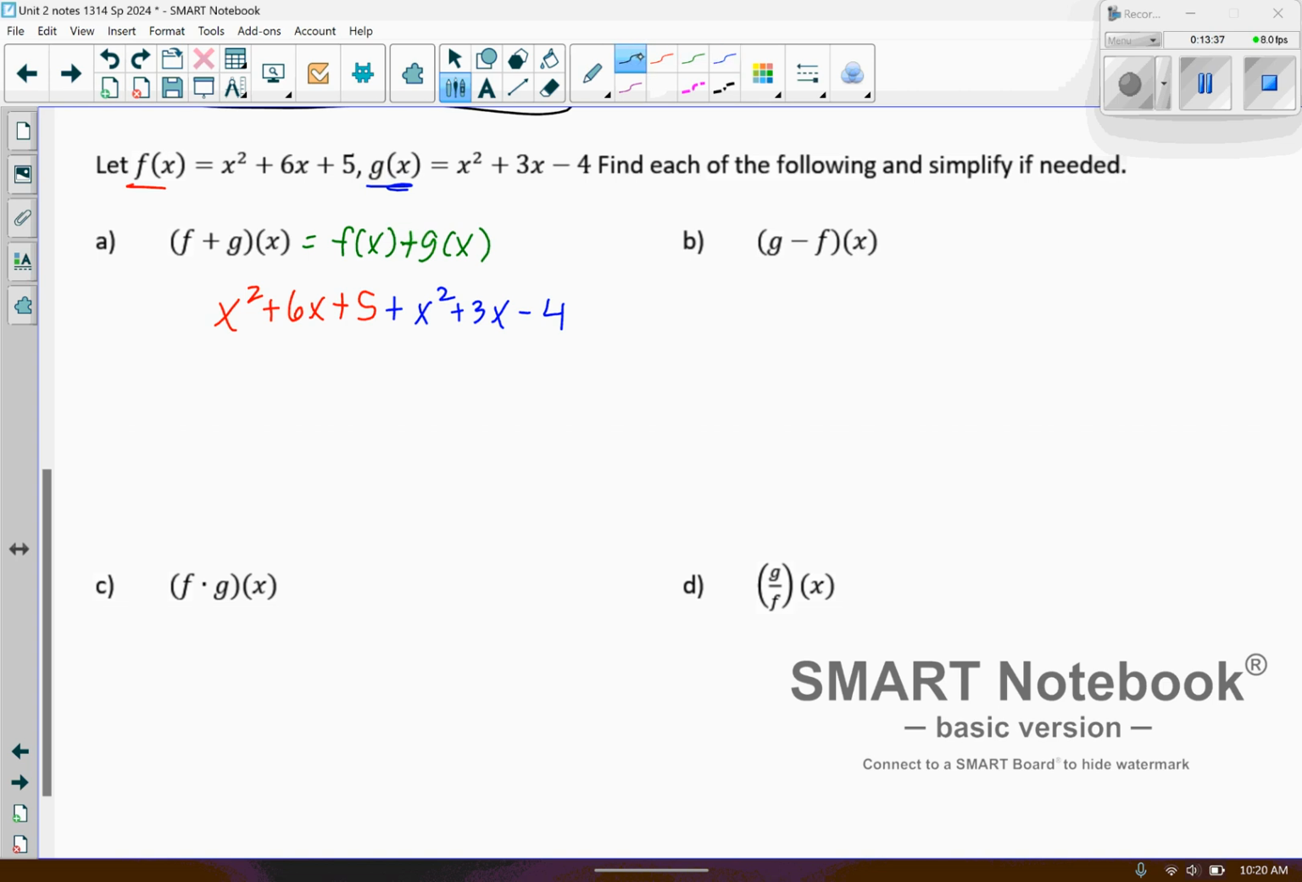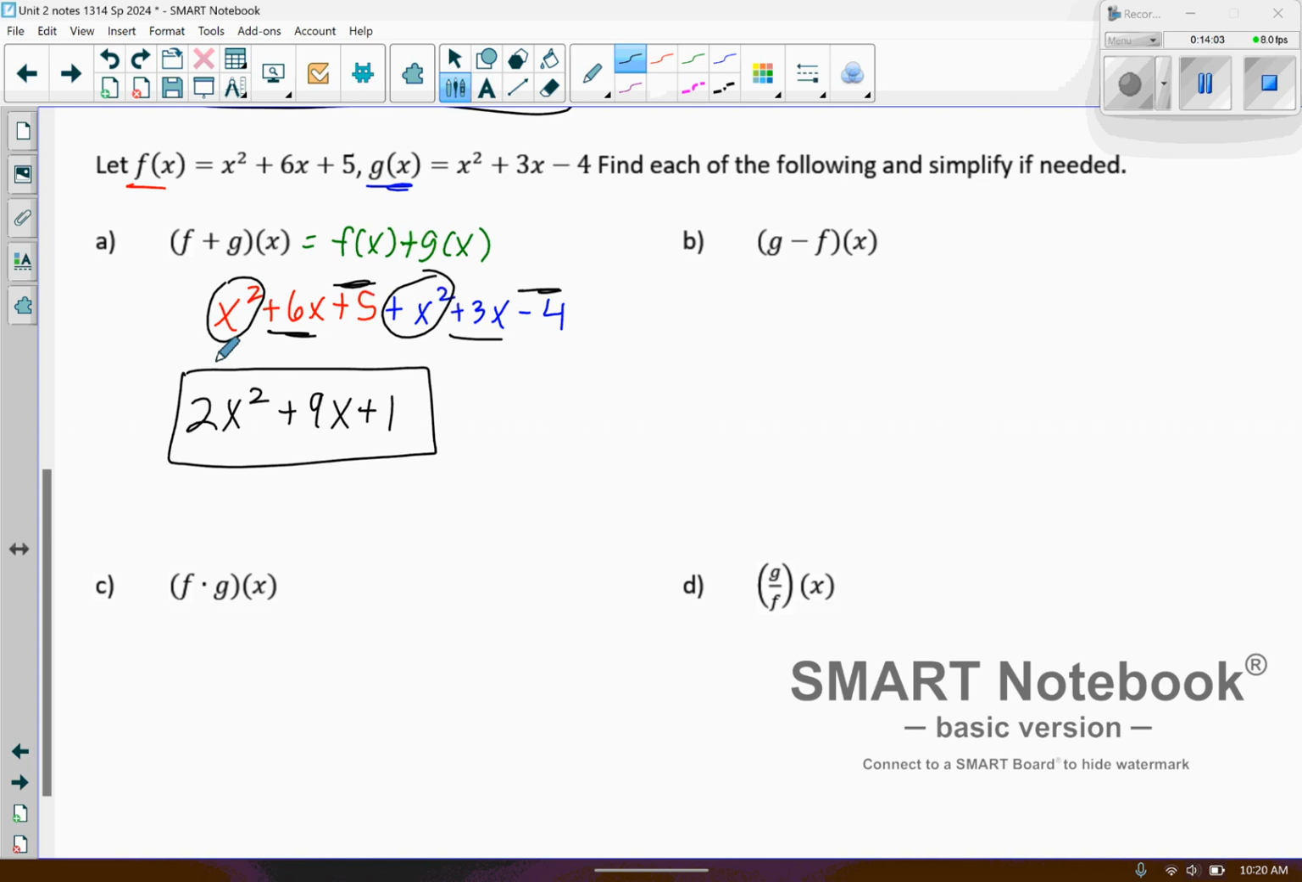And so let's see, we'll consolidate our x squareds. I have two of them. So I've got 2x squared. Then let's see, we've got 6x plus 3x. That gives me a total of 9x's. And then last, I've got a plus 5 and a take away 4. So that would consolidate to a positive 1. So plus 1. And there we go for part A.